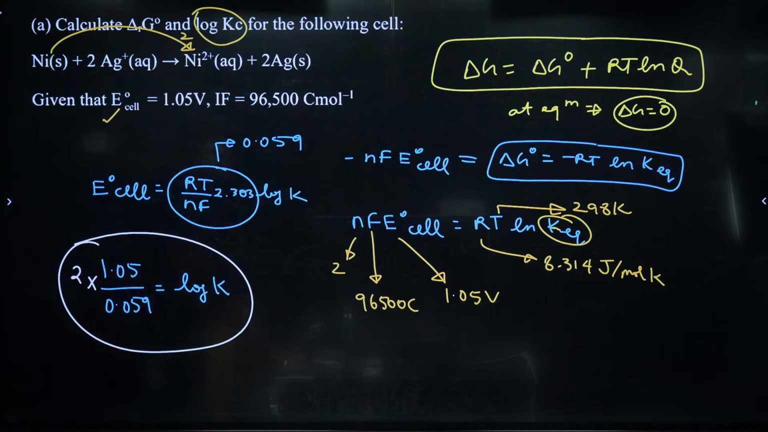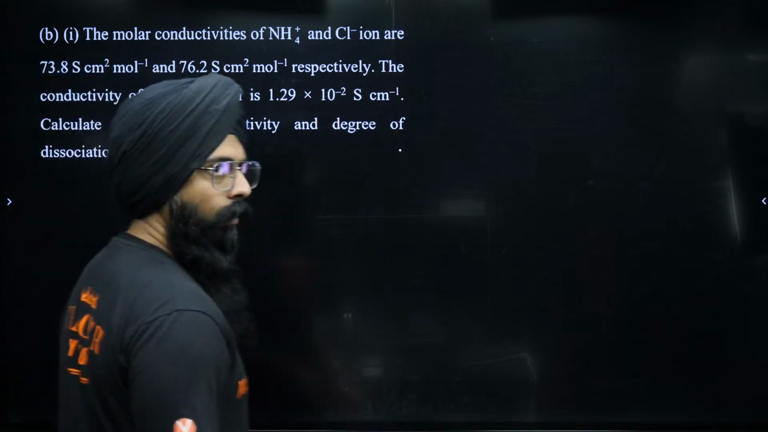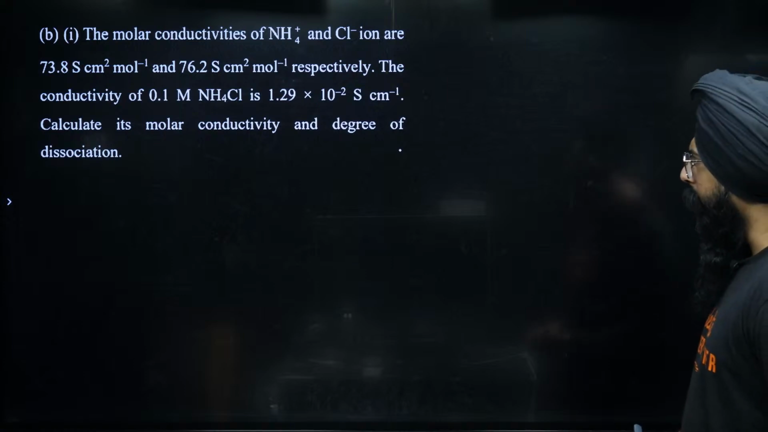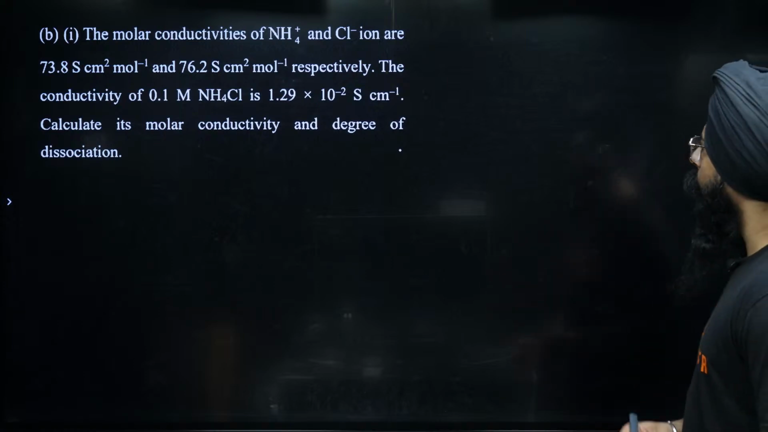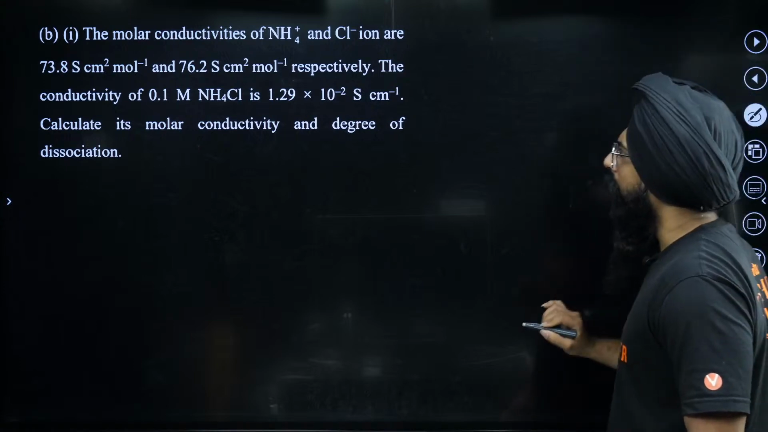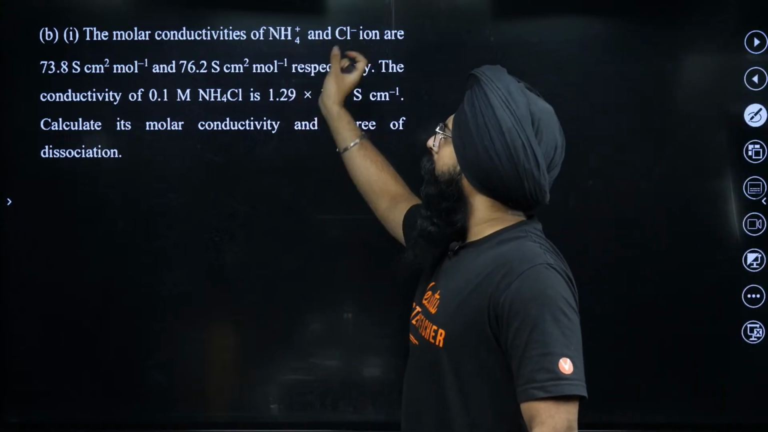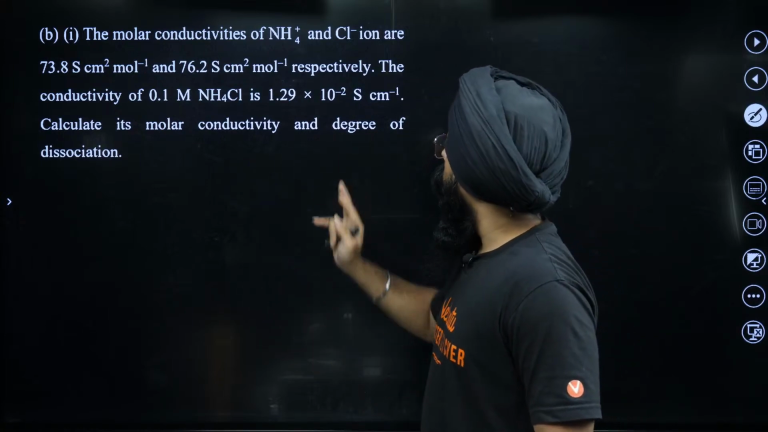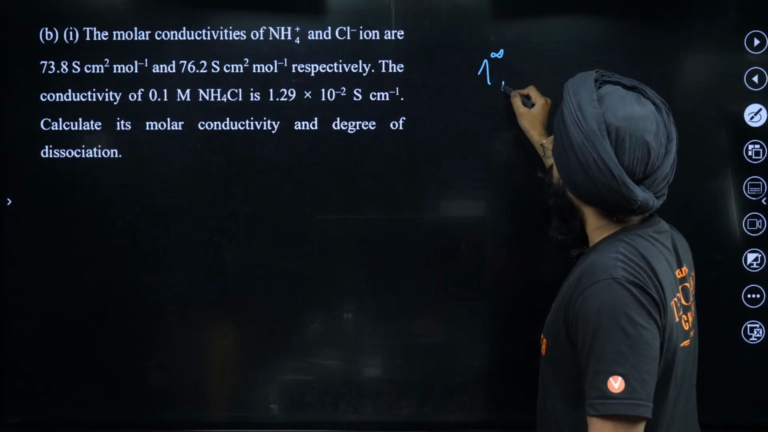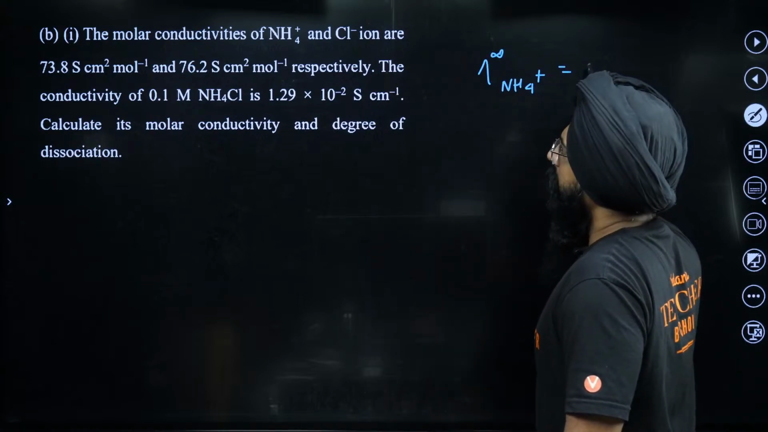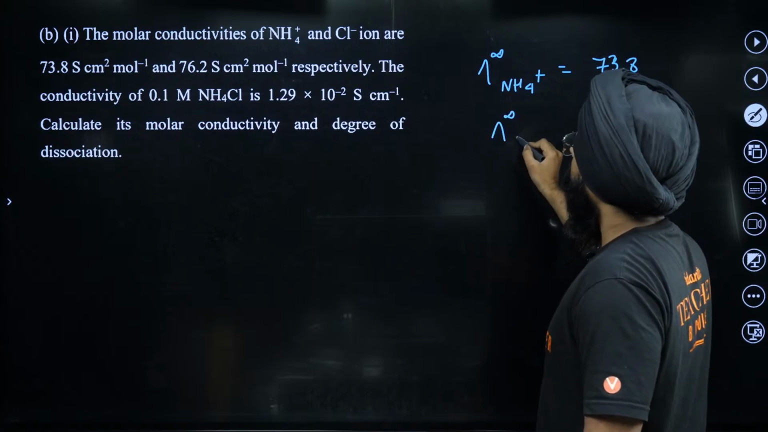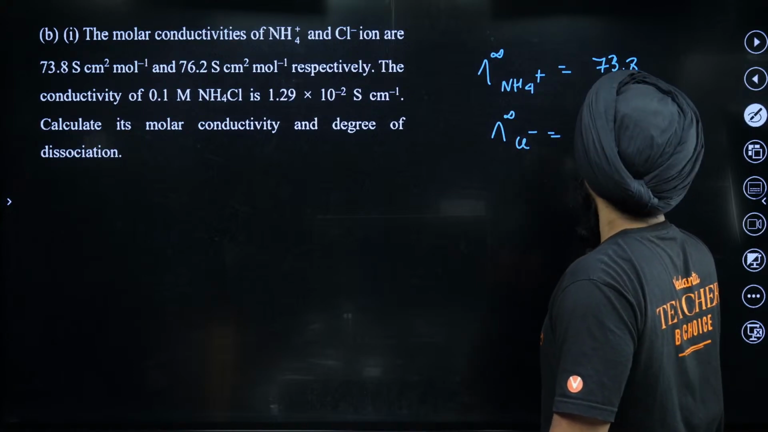All right, let's move to the next part, this one. The molar conductivities of NH4 positive and Cl negative are that and that respectively. What molar conductivities are those? Those are usually your limiting molar conductivities. When ions have been mentioned separately, those are usually limiting molar conductivities. So I can say lambda infinity for NH4 positive is given as 73.8 and lambda infinity for Cl negative is given as 76.2.